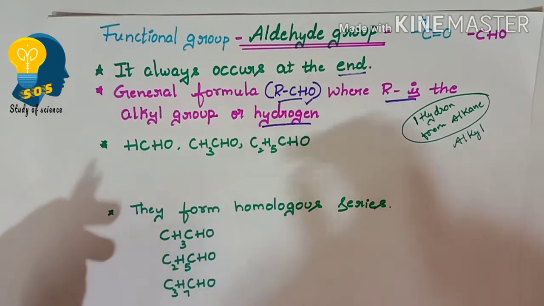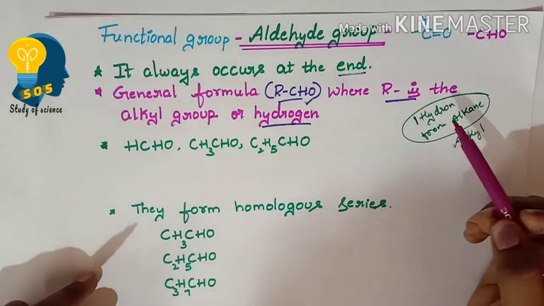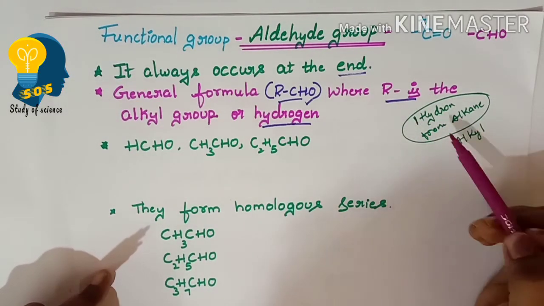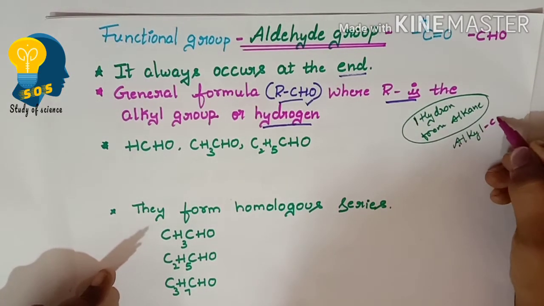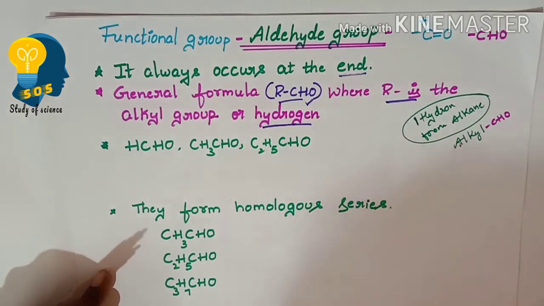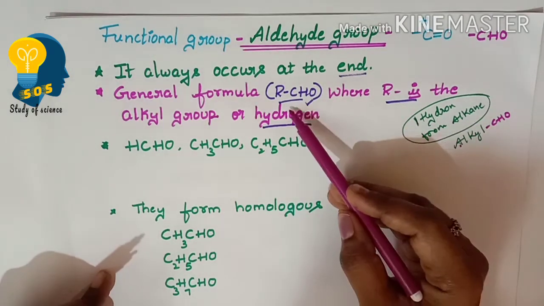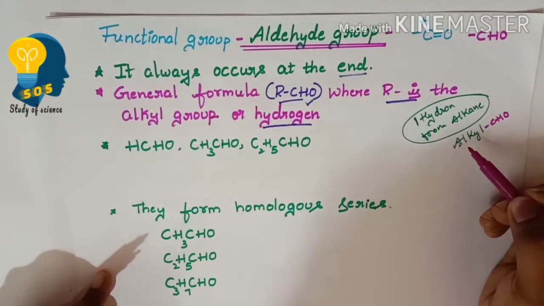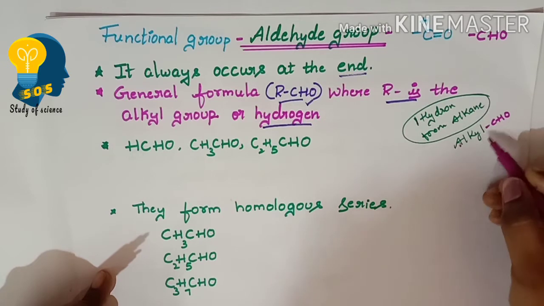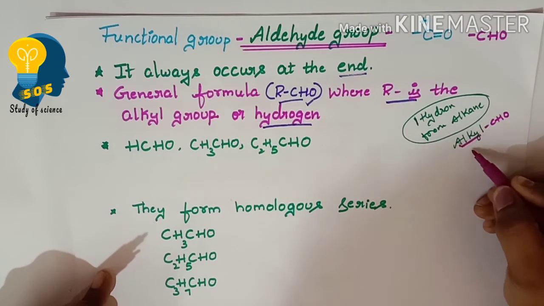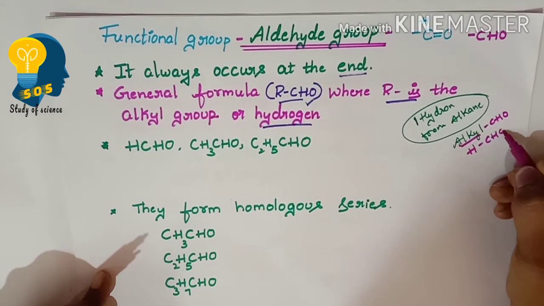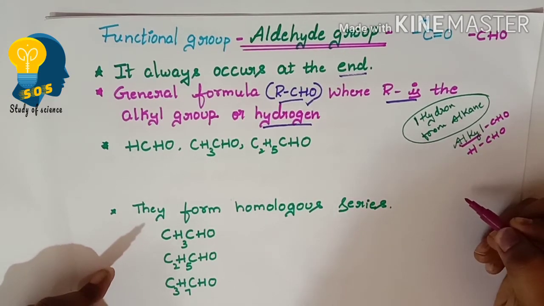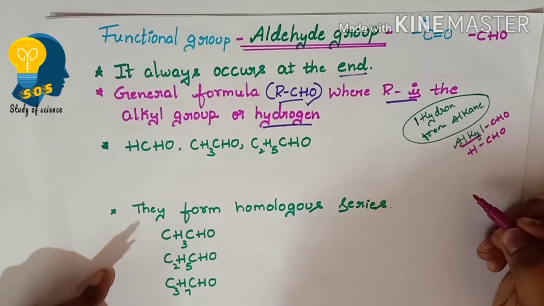So here in the aldehyde group, for that alkyl group, we are going to attach the CHO, that is the aldehyde group. So the general formula is RCHO, where R is alkyl group or hydrogen. For this CHO, if we are not going to attach alkyl, then we are going to attach the hydrogen. So it will become HCHO. So there is an option here. We are going to either attach the alkyl group or the hydrogen.